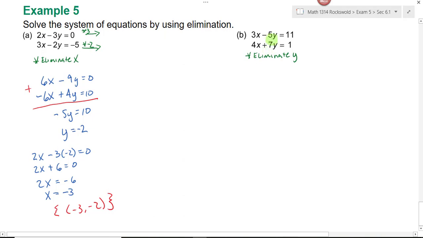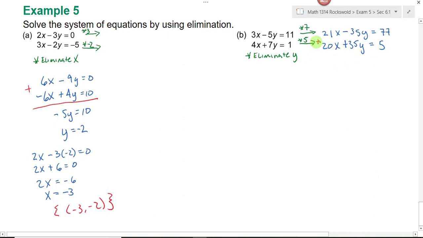So in order to get the y's to drop out, I need this to be multiplied by 7 and this to be multiplied by 5. So I'm going to multiply this first equation by 7 and I'm going to multiply the second equation by 5. And when I do that, that's going to give me 21x minus 35y equals 77. And when I multiply the second equation by 5, that gives me 20x plus 35y equals 5.